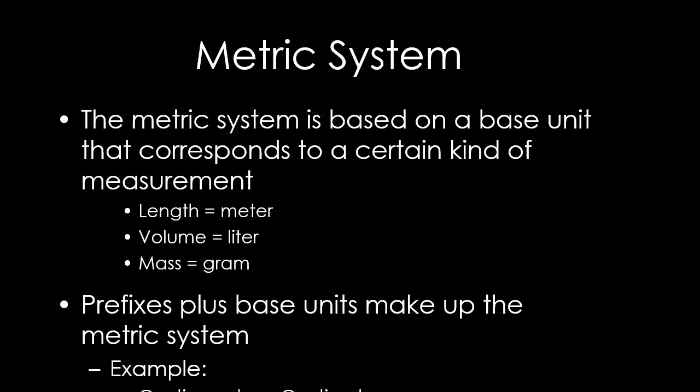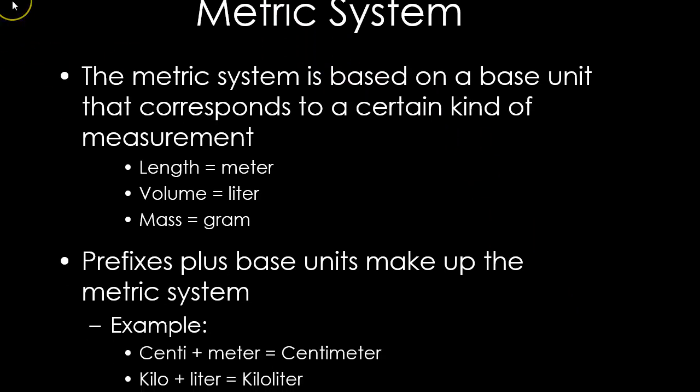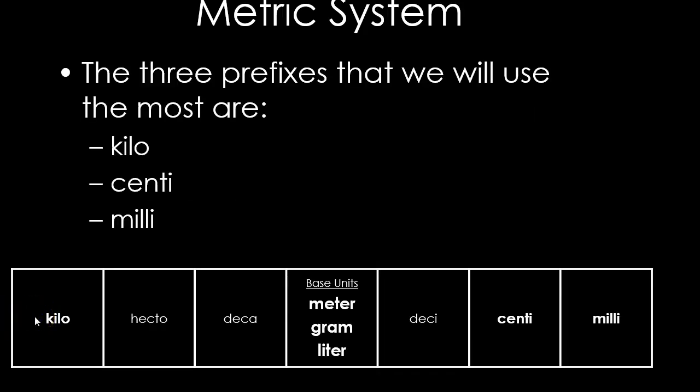All right, so the metric system, you guys should know this, is based on a base unit of 10. You should know the base units: meter, liter, gram. All you do to make the specific measurement you want is add a prefix to the base unit. For instance, centi plus meter gives you centimeter, kilo plus liter gives you kiloliter, and so on. The three prefixes we use mostly in science class are kilo, centi, and milli.